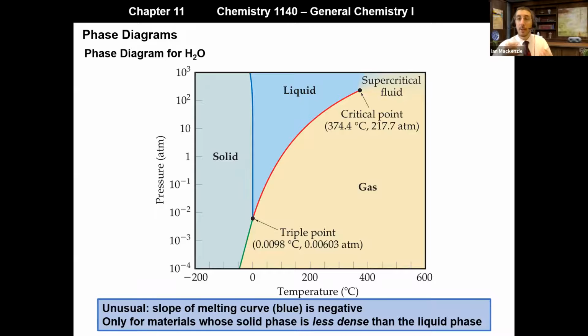Remember, in the solid phase for water, the molecules are actually farther apart from each other than they are in the liquid phase. So if you increase the pressure, you're simply pushing the molecules closer together, which is what they would be like in the liquid phase anyway. And so increasing the pressure actually decreases the temperature required to melt water in this particular case. But again, this is only for materials where the solid phase is less dense, where the molecules are farther apart in the solid phase than they are in the liquid phase.